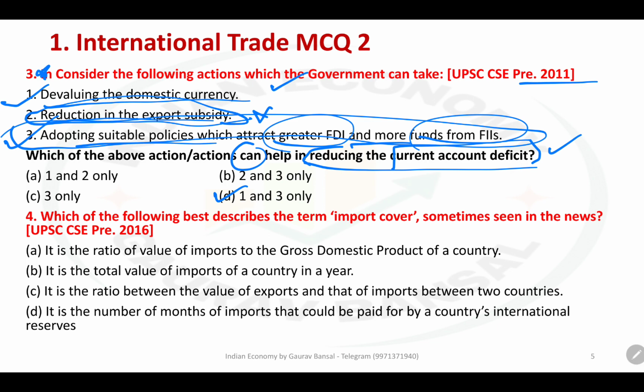Okay, so answer has to be 1 and 3 because we did not have a suitable option, and this is actually from UPSC PYQ. But this 3 is actually FII, FDI funds. They are actually in capital account. So if there could have been one only, that could have been the answer. So for third, we have to choose D, 1 and 3.